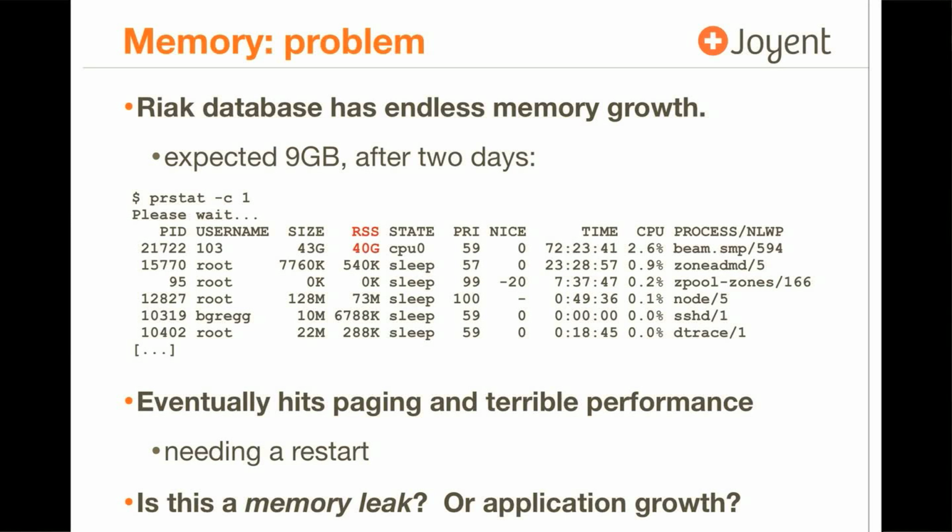I have three examples for CPU, one example for memory. This is one that I spent all week on. It's a Riak database which had endless memory growth. It was expected to hit 9 gigabytes, but after 2 days, it was hitting 40 gigabytes and more. This was a performance issue because it eventually exhausted the available memory, and it was doing paging and terrible performance, and the customer needed to restart the database.